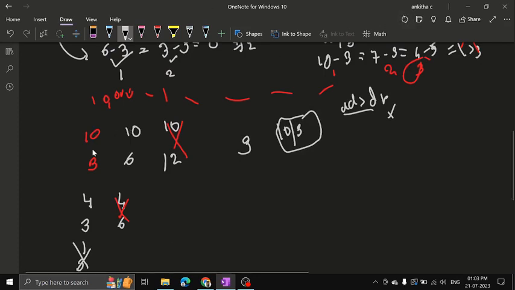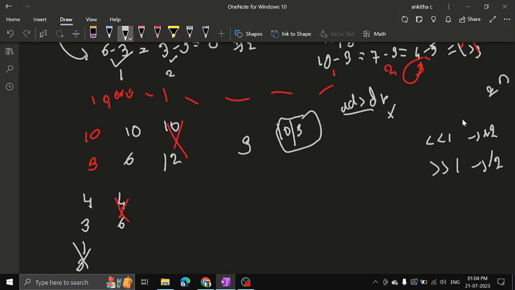So if you carefully see here, 3 we are multiplying by 2, 6 we are multiplying by 2, 3 multiplying by 2. Every time multiplying by 2 is nothing but doing a left shift by 1. So left shift indicates multiply by 2, and right shift by 1 position is dividing by 2. If it is left shift by n positions, then multiplying by 2 power n. If it is right shift by n positions, then dividing by 2 power n.